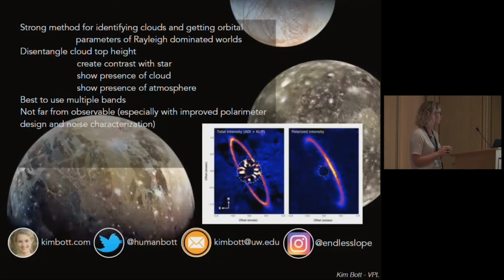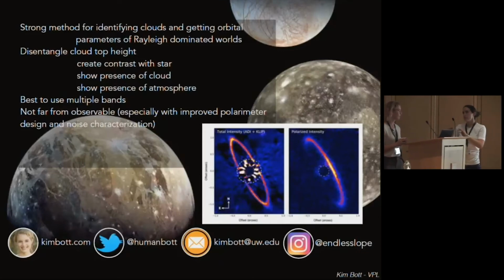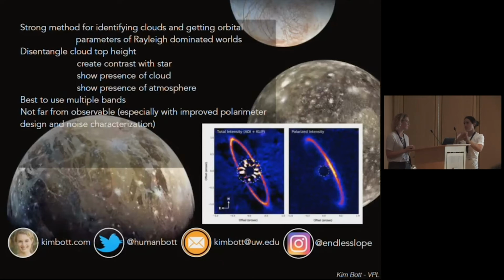I wanted to ask a clarifying question. So are you assuming, when you're talking about the clouds and the various surfaces, that it covers the entire planet? Because you have to look at disk integrated, right? So then you're really combining.